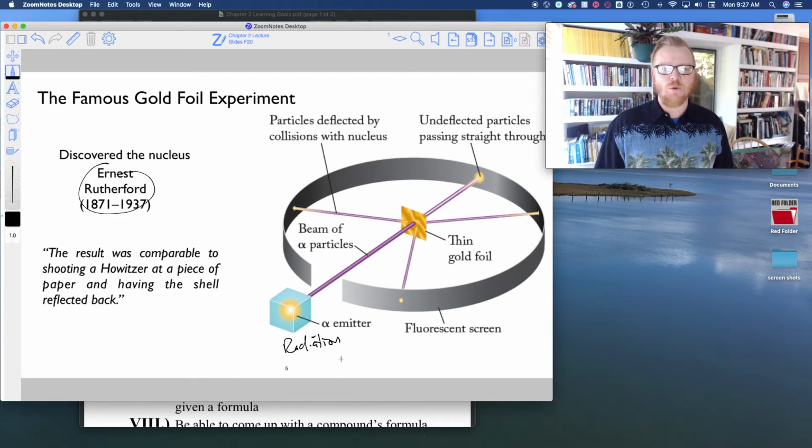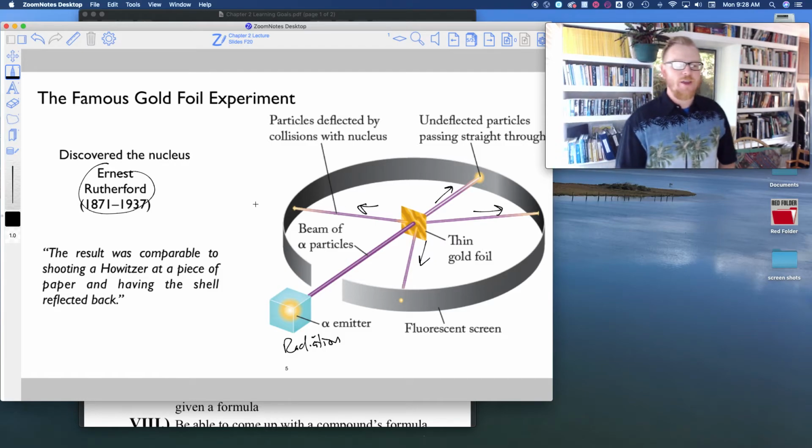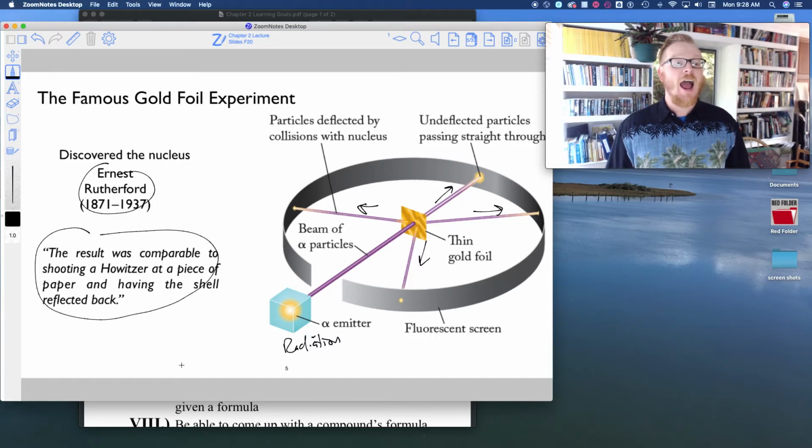And so what he found was the vast majority of the particles just went straight through the foil and appeared on the other side. However, some of them came straight back. Some of them were deflected at some angle, okay? So these are all particles that are now being deflected. And he famously said the result was comparable to shooting a howitzer at a piece of paper and having the shell reflected back, in the case of these beams that are coming straight back.